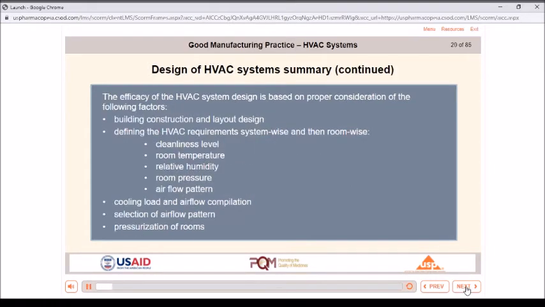Design of HVAC systems summary continued. The efficacy of the HVAC system design is based on proper consideration of the following factors: building construction and layout design, defining the HVAC requirements system-wise and then room-wise, cleanliness level, room temperature, relative humidity, room pressure, airflow pattern, cooling load and airflow compilation, selection of airflow pattern, pressurization of rooms.